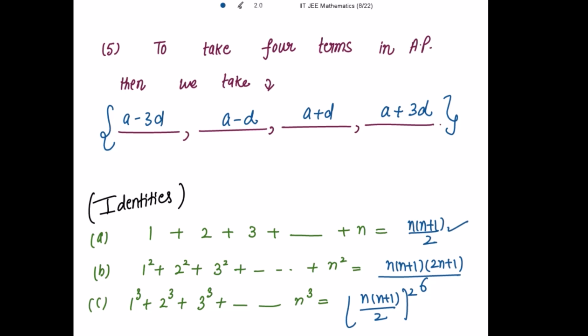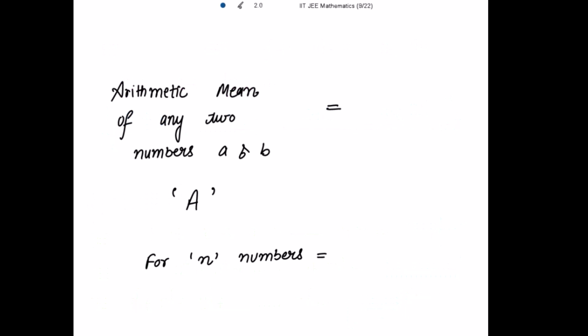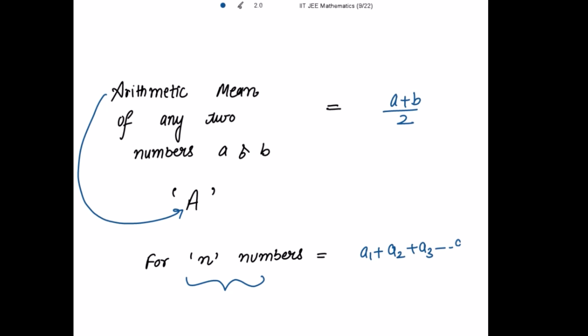That is the square of this. Then the arithmetic mean of any two numbers A and B is denoted by A, so that will be equal to the sum of the numbers divided by 2. And for n numbers, you have to take the sum of the numbers A1, A2, A3 up to An divided by n. So this is how we calculate the arithmetic mean.